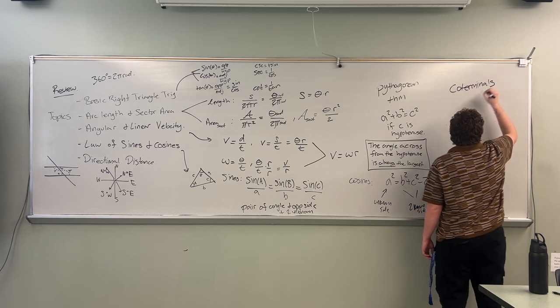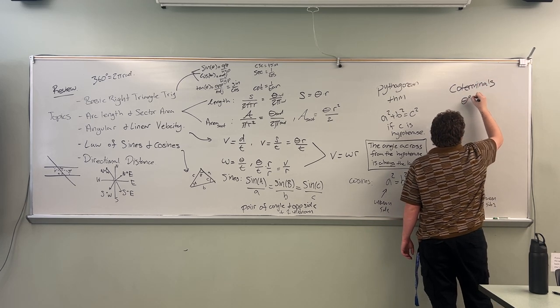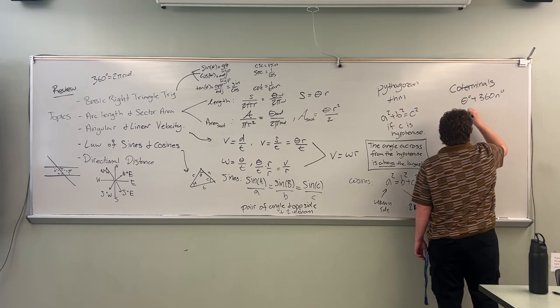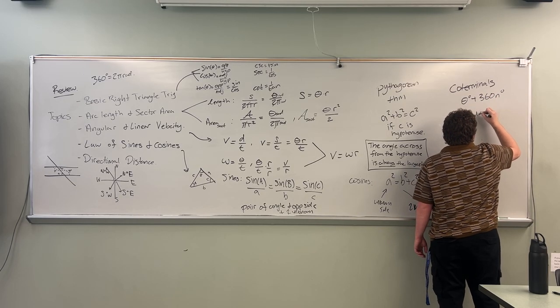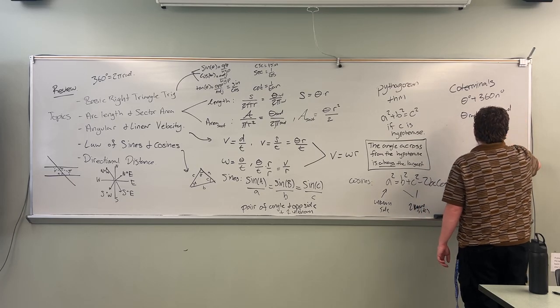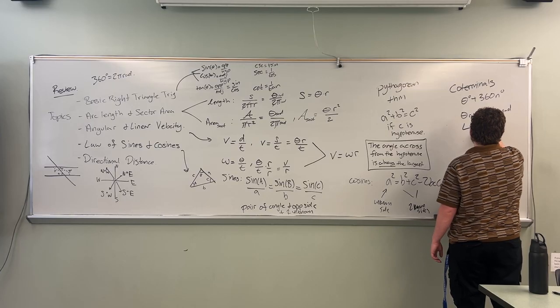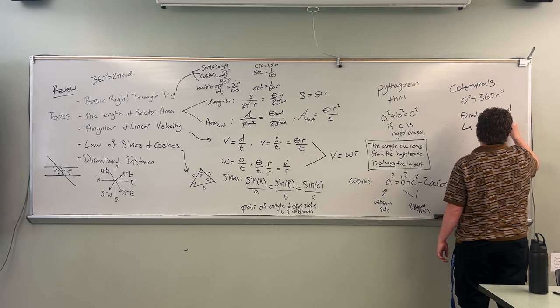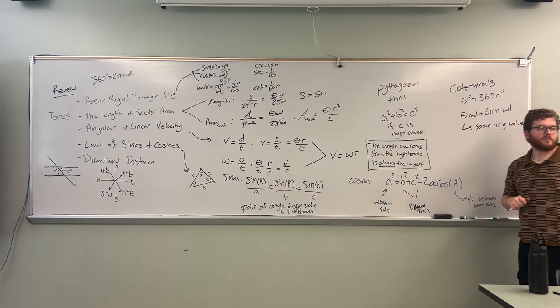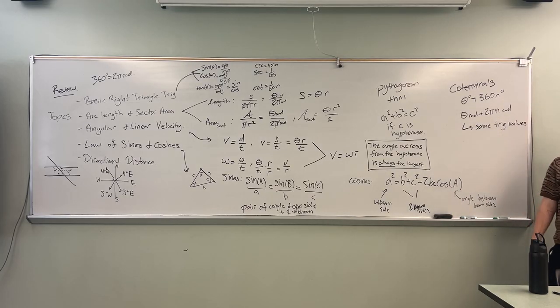Coterminals, that's either theta in degrees plus 360 times the number of degrees, or theta in radians plus 2 pi in radians. These will always have the same trig values. So the sines will be equal, the cosines will be equal, the tangents will be equal, all the inverse trig functions will be equal, all the reciprocal trig functions will be equal, so that's important.